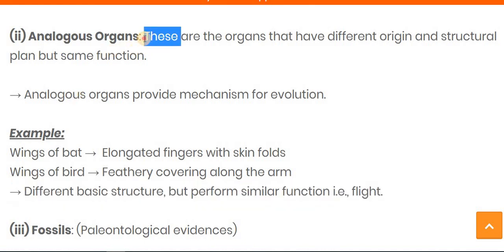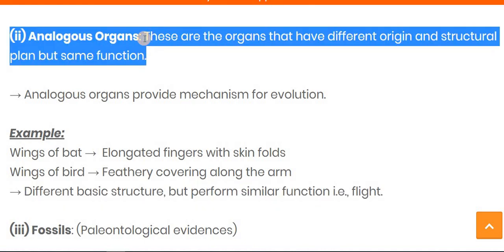Let's see it one more time. Analogous organs are organs that have a different origin, meaning they do not come from the same origin. They come from different origins and have different structural plans, but the same function.